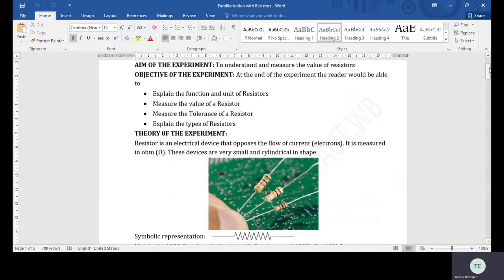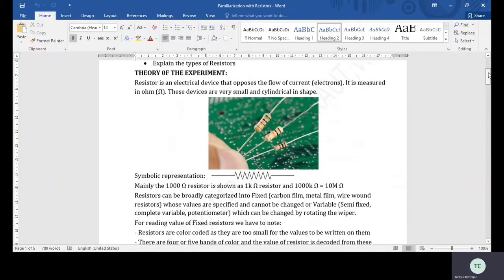Okay. So here, theory. I will first discuss the theory. What is a resistor? A resistor is an electrical device that opposes the flow of current or electrons. That means whenever there is a flow of current, the electron flow is restricted or limited by resistance. Resistance is automatically an inherent property of a conductor or an insulator. Also, a resistor individually can be termed as a device.